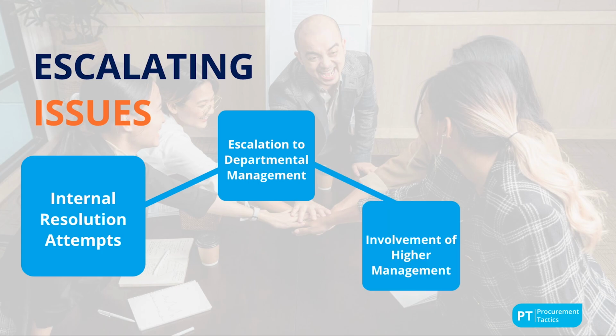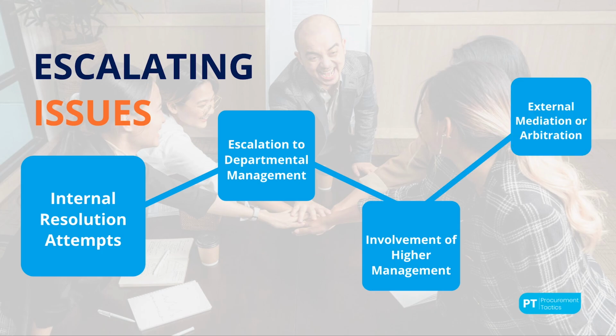If the conflict remains unresolved at the department level, it may be necessary to escalate it to higher levels of management within the organization. This could involve escalating the issue to executive management or the HR department, depending on the nature or severity of the conflict. Higher management can offer a broader perspective and allocate additional resources if needed to facilitate resolution.